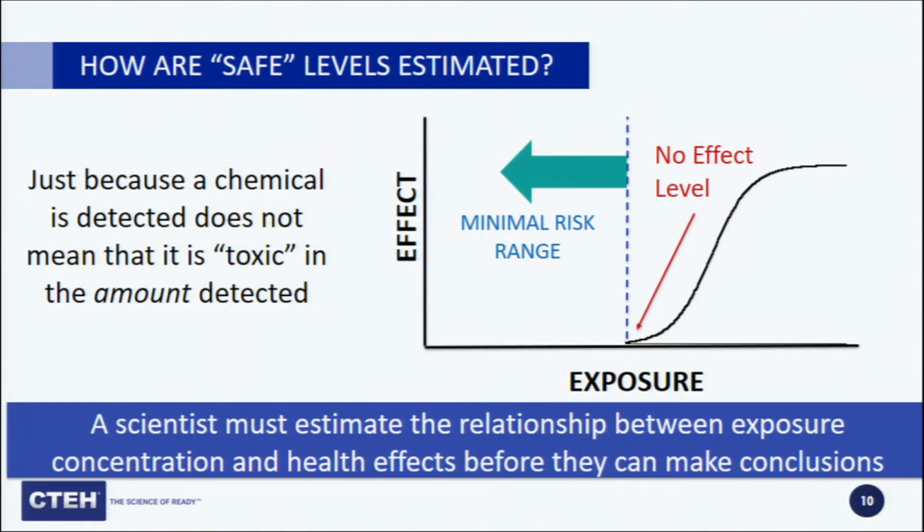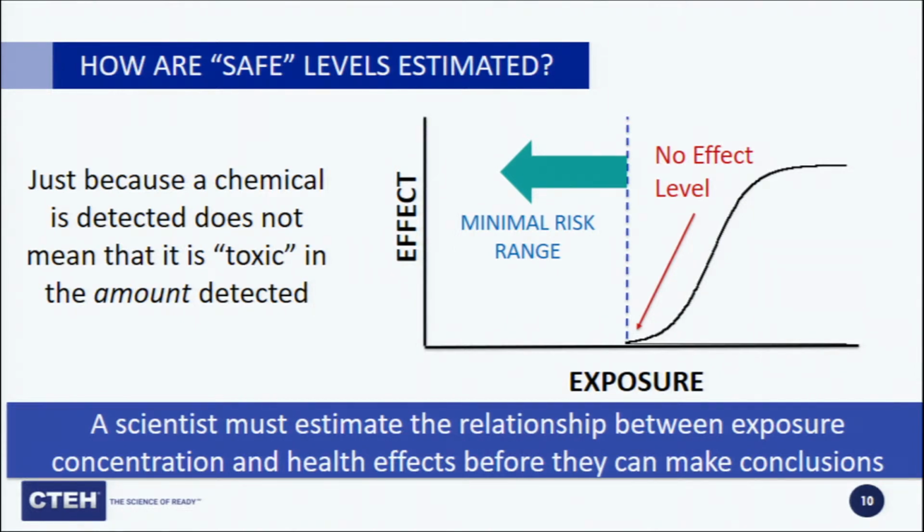So how do we assess what level is safe as a scientist? Just because a chemical is detected doesn't mean it's toxic in the amount detected. As scientists, we evaluate this relationship between the exposure and an effect. As toxicologists, we're very interested in this dose-response curve, the slope of this curve, which is really the potency of a chemical, the ability of a chemical to cause some kind of health effect that we're interested in.